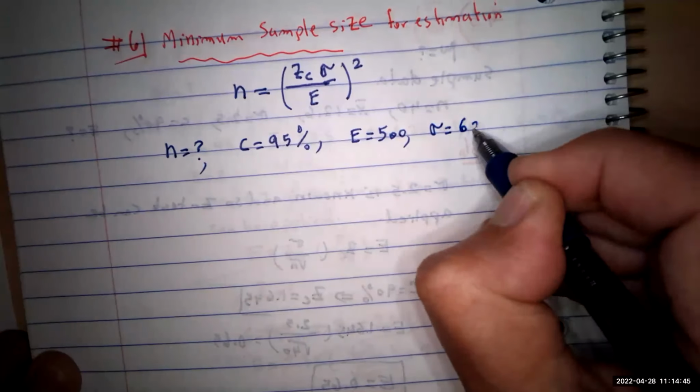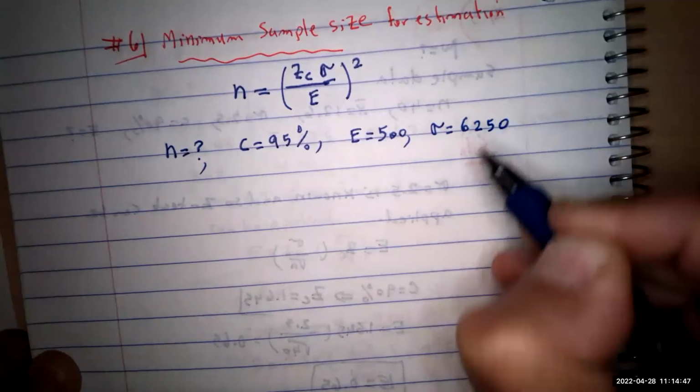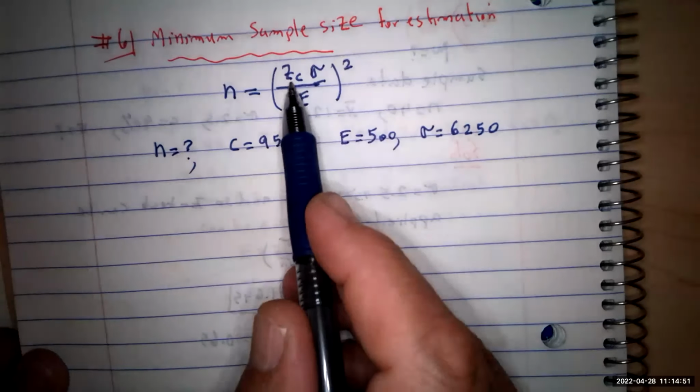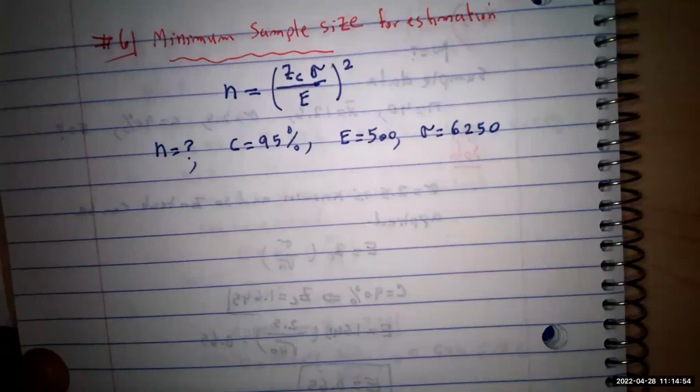$6,250. That's it. This is your information. You already got the formula. So you have to find the ZC. Okay, we go for the ZC first.